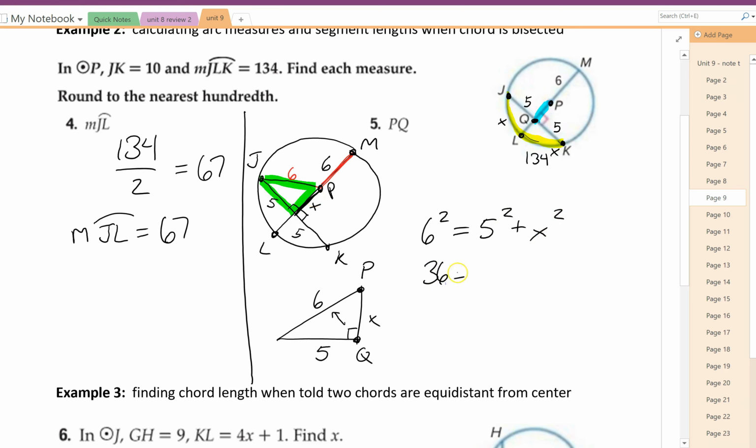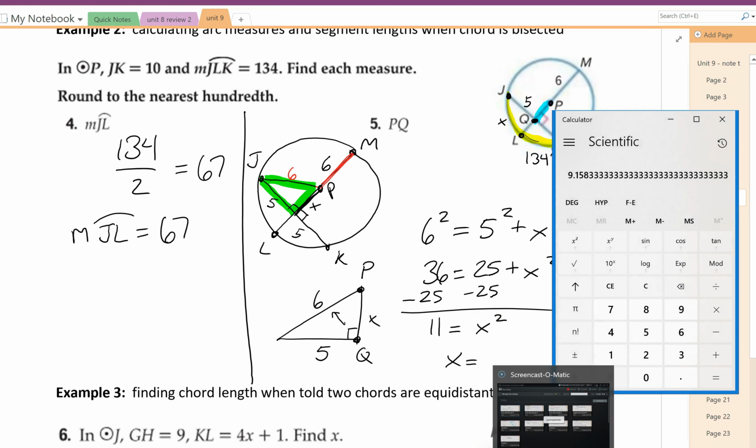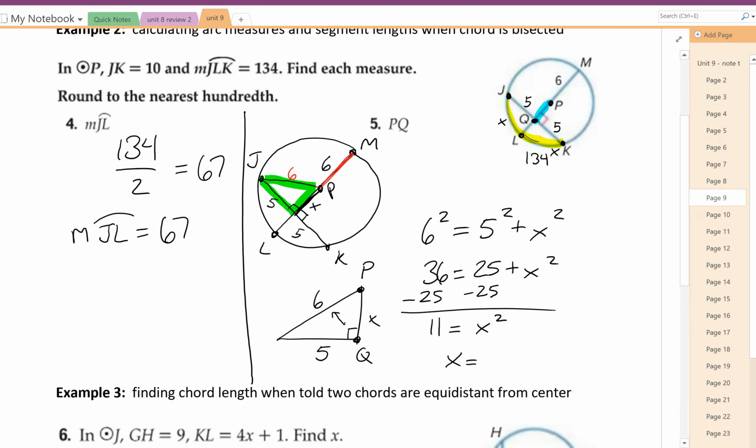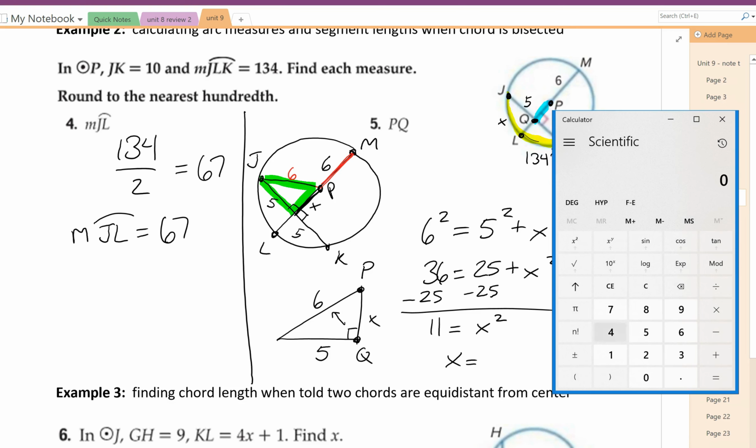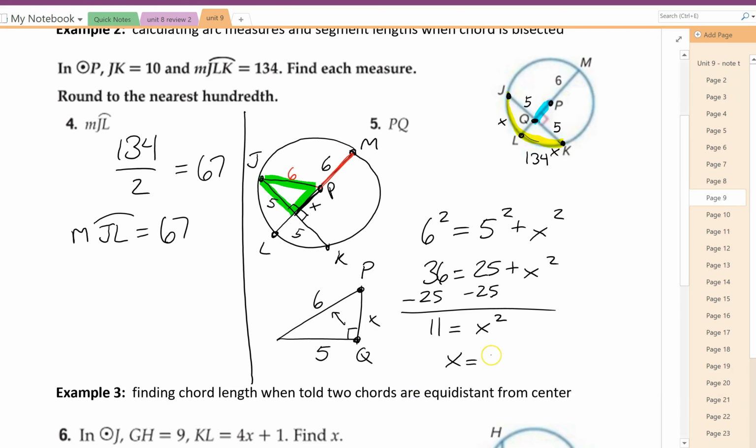So 6 squared is 36, 5 squared is 25. I'm going to subtract 25 from both sides of the equation. 36 minus 25 is 11, so 11 equals x squared. And then to find x, I just have to take the square root of 11. So 3.32, let's say. So the distance from P to Q right here within this circle would be about 3.32 units.